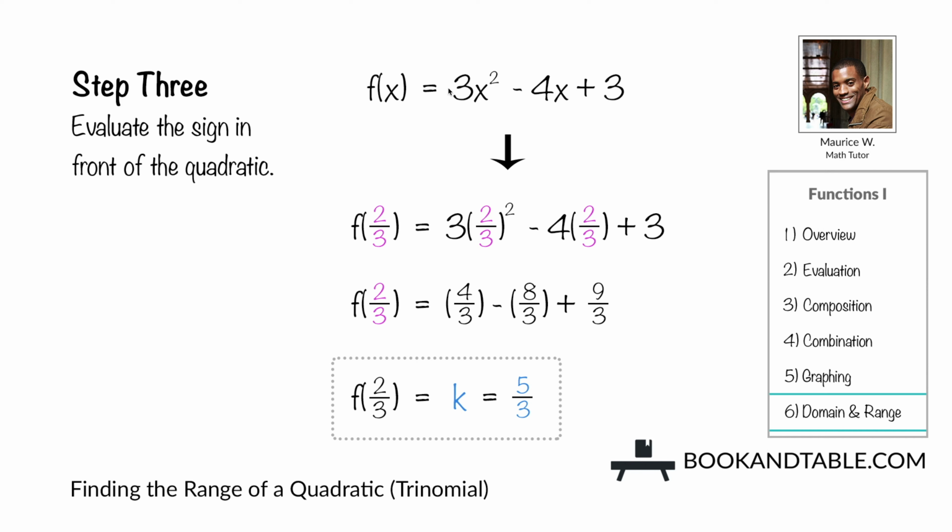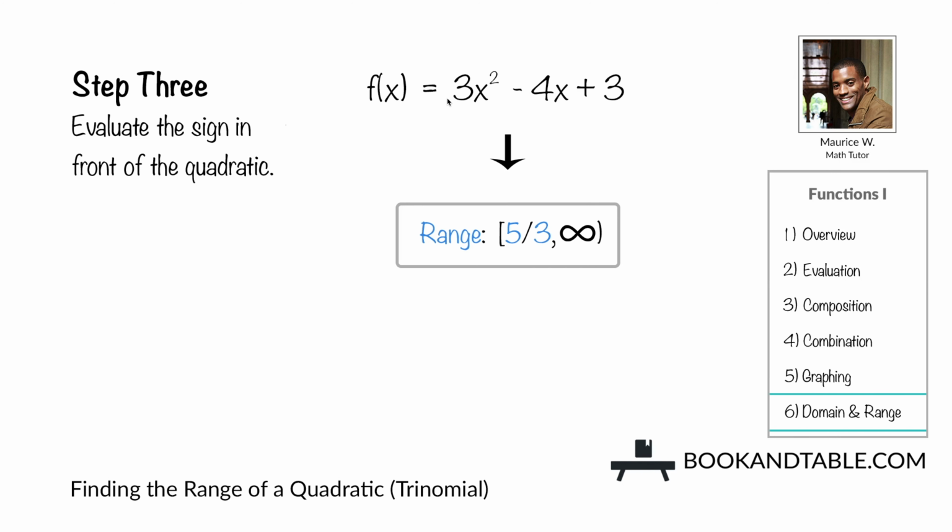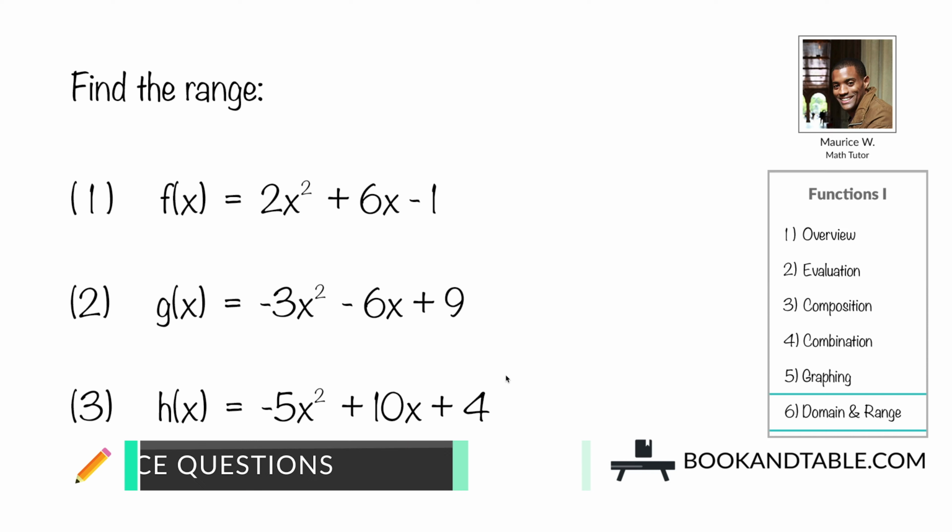So now that we know that k is equal to 5/3, we can find the range, but we first want to evaluate the sign in front of the quadratic, and it is positive. So that lets us know that the quadratic is opening upwards towards positive infinity as its high point of the range. So the range is from 5/3 to positive infinity, including 5/3. So that is how you go about finding the range of a quadratic that is a trinomial.